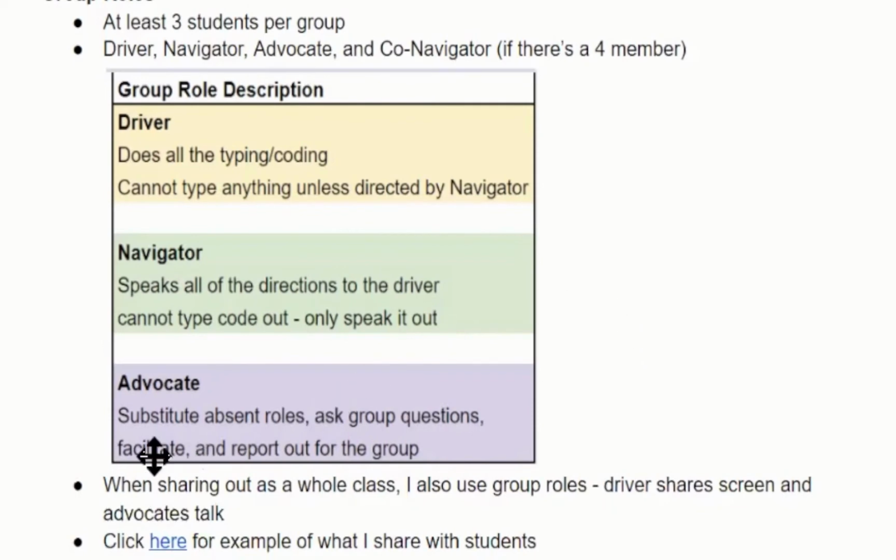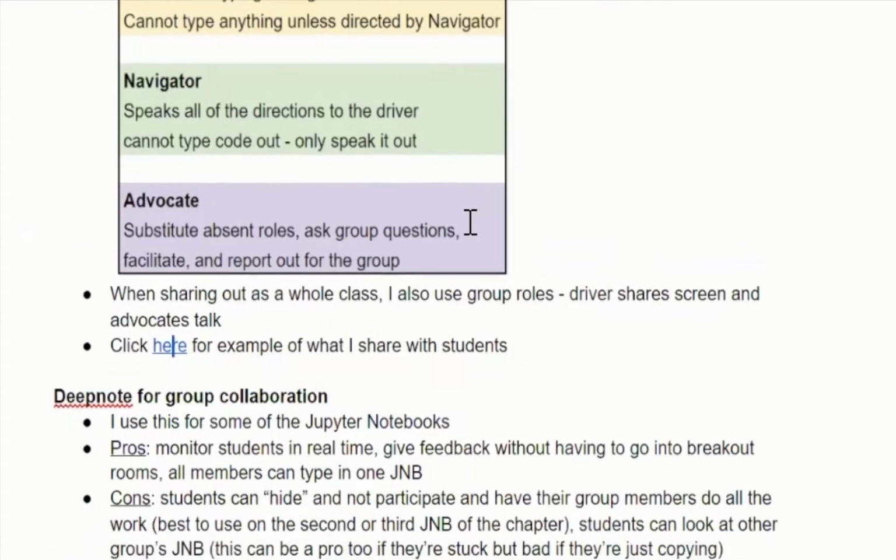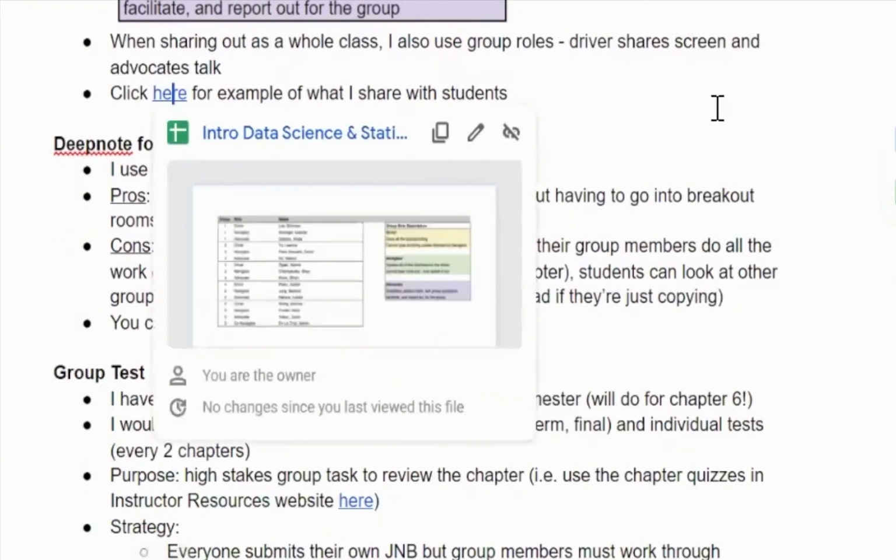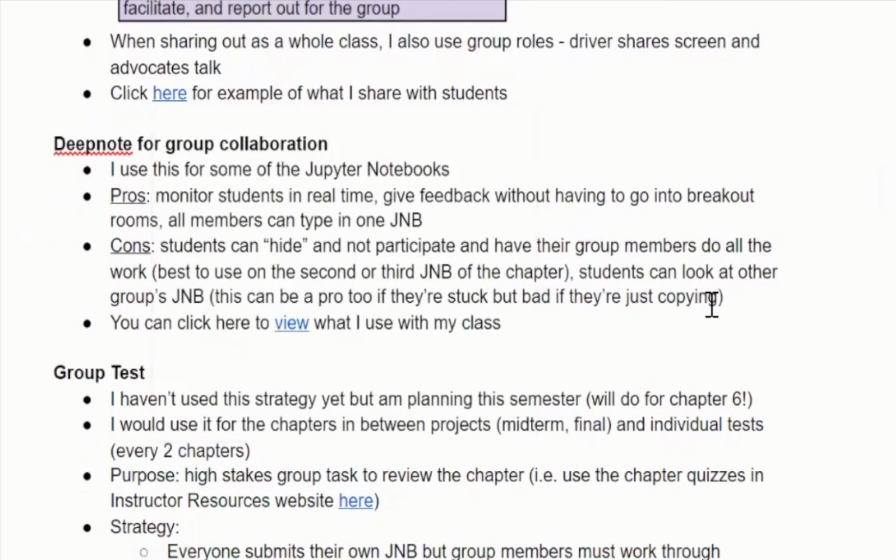And also have them facilitate. So I tell them, if your group is quiet, it's your job to ask people what to do or read the questions for your group. And then another thing was a recent thing I learned from the office hours was Deep Note.